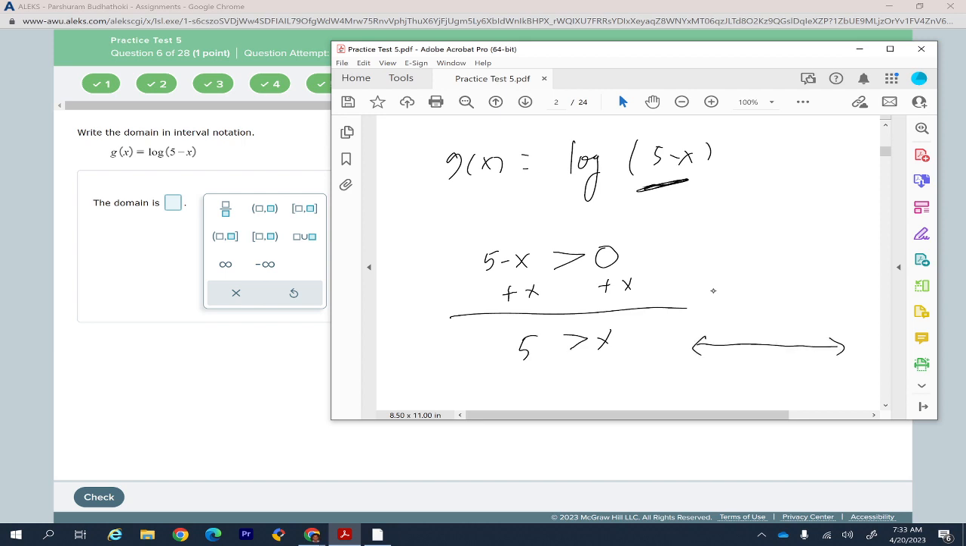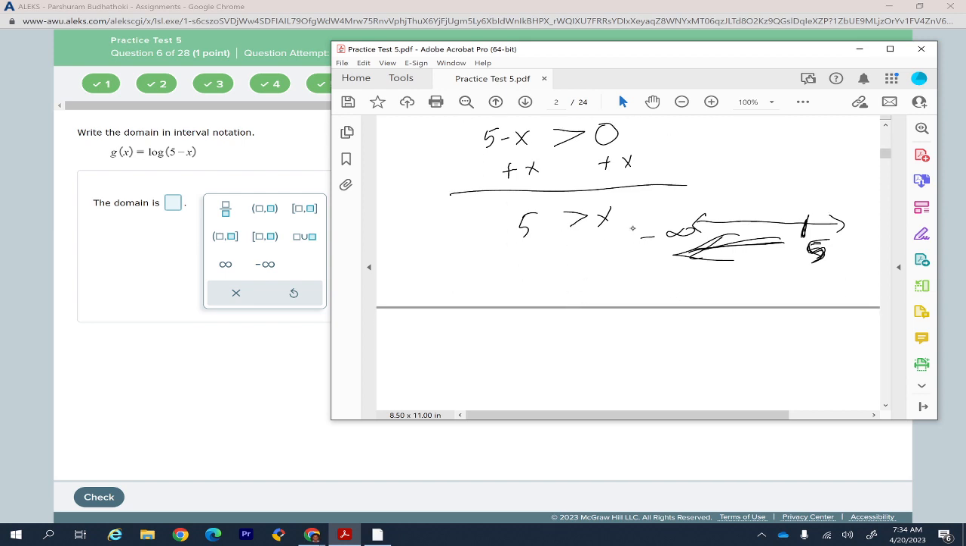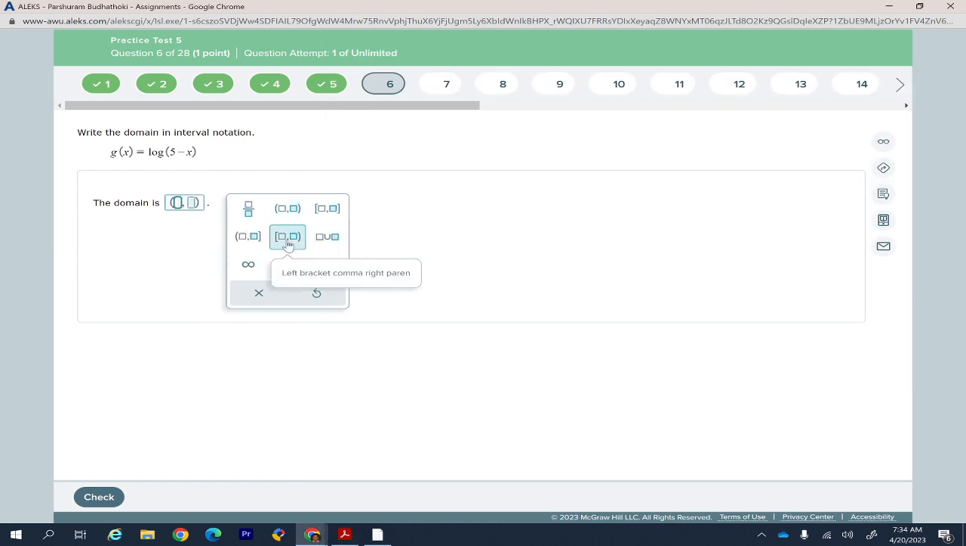less than 5. So if 5 is here, then the domain would be anything from the left side. So from negative infinity to 5, that's the domain. X is less than 5 means starting from negative infinity to 5, not including 5, that would be the domain of this function. So use this negative infinity, and then here is the 5.